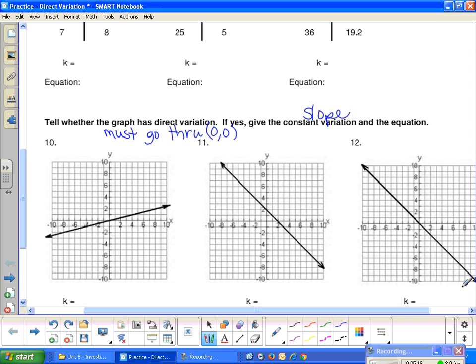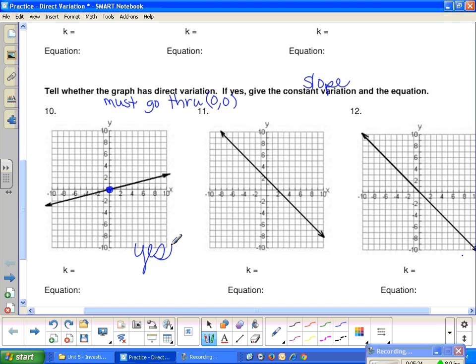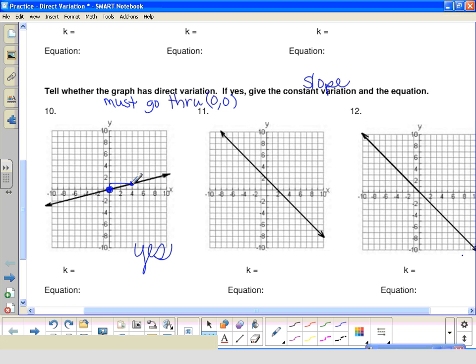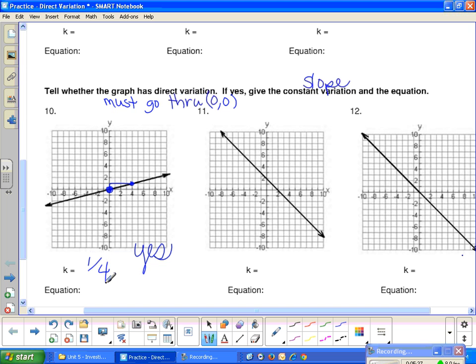So number 10, is this direct variation? Yep. Goes to the origin, so yes, it's direct variation. We counted slope the other day. What's the slope of that line? There's a constant of variation, up 1 over 4. In our equation, y equals 1/4 x. We don't have a plus anything because it's 0. So that is an equation of direct variation.